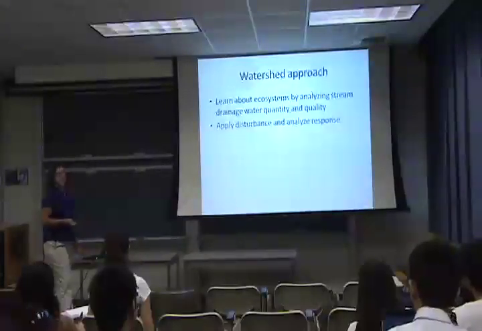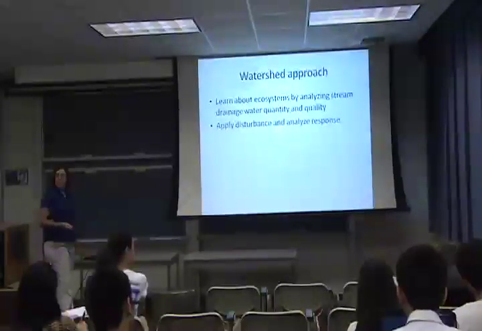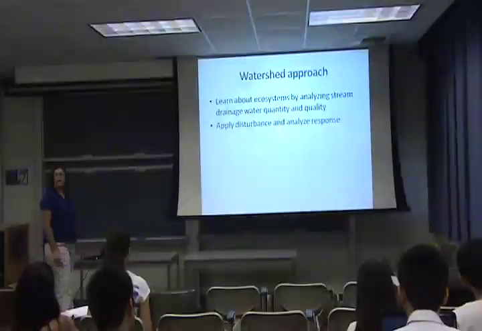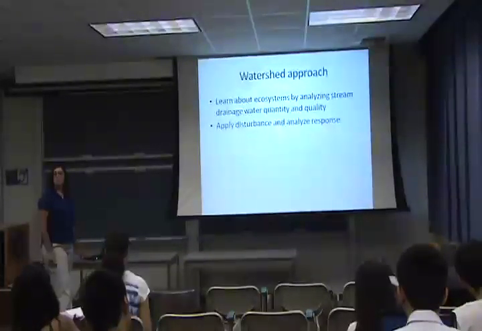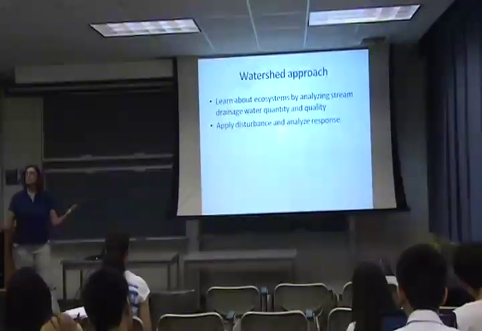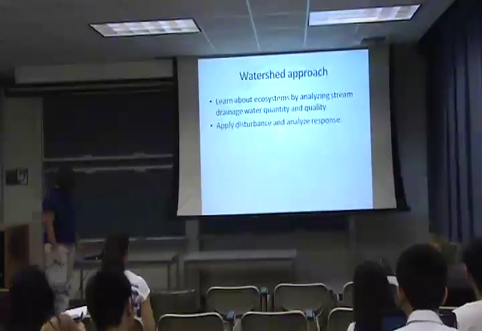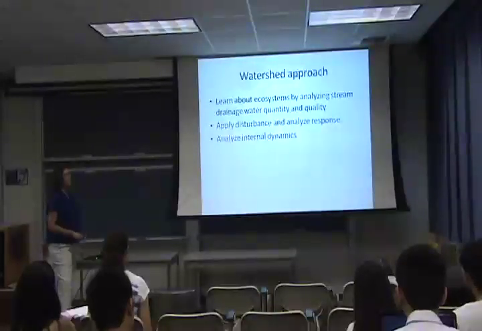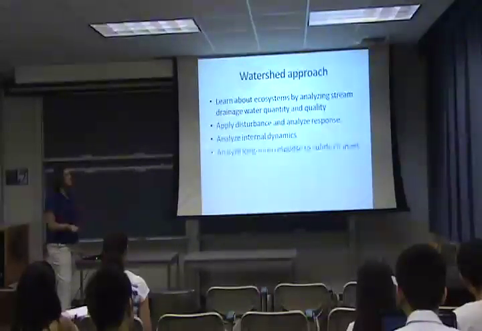So you can apply a disturbance to that landscape. In the example I gave you, clear cut, and analyze the response. Okay, we need to call urbanization a disturbance, but it certainly is an alteration of the system. So there's an alteration that we can have happen on the watershed and analyze the response. It's a good way to analyze the internal dynamics, what is happening within that watershed.